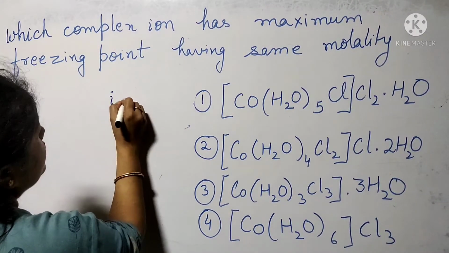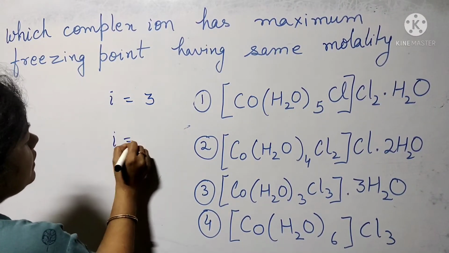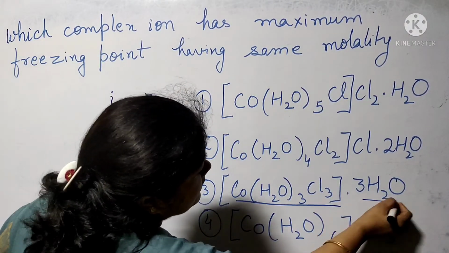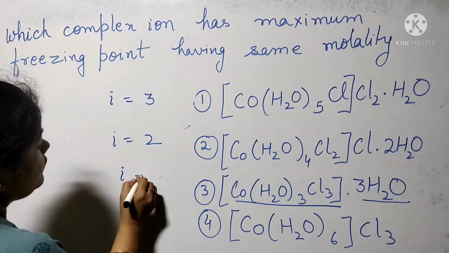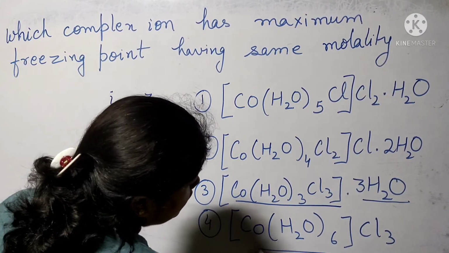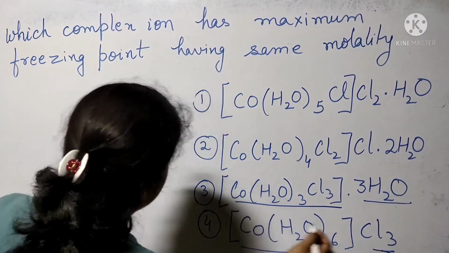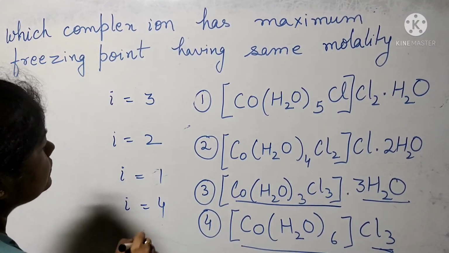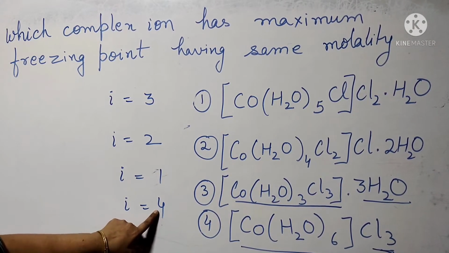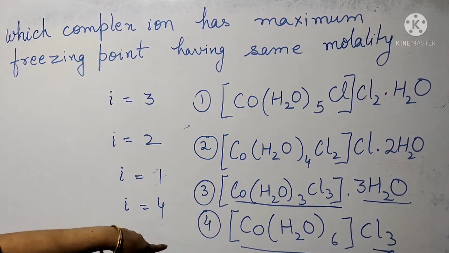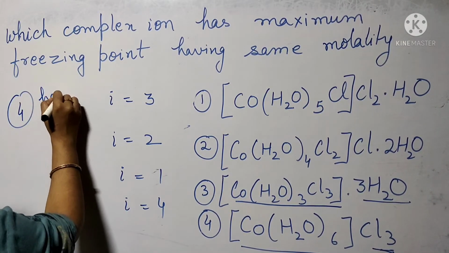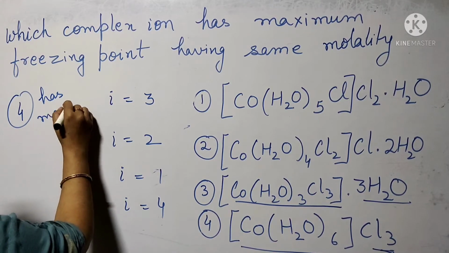For the first one we have 3, for the second one we have 2. Now here this is overall 1 and nothing else, so the Van't Hoff factor here is 1, and here it is overall 1 and this is 3, that means overall 4. Now the fourth one has the highest Van't Hoff factor, that is 4, so option 4 has the maximum freezing point.